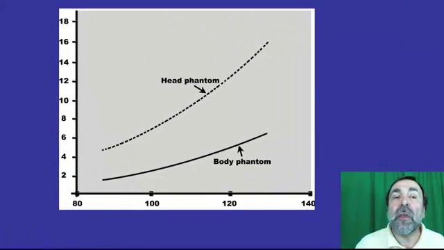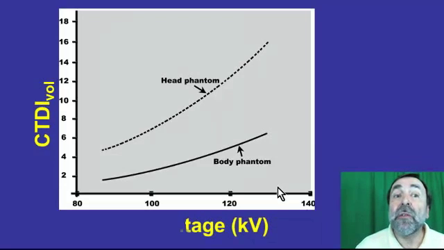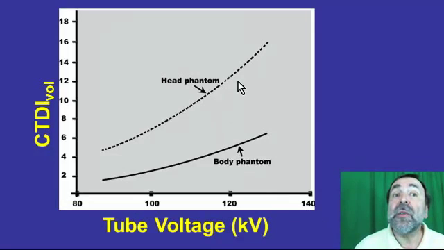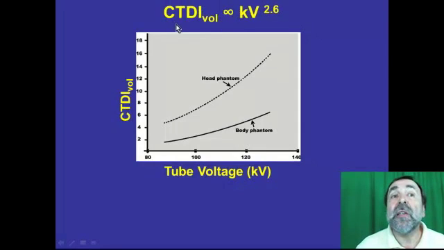Now when we look at the kV relationship, I'm showing you here measurements of CTDI vol vertically, and horizontally the X-ray tube voltage value. Notice that the head phantom values at a given kV are approximately twice the body phantom measurements. And notice that the relationship is not linear, it's what physicists call supralinear. And you can show that CTDI vol is proportional to kV to the power 2.6.